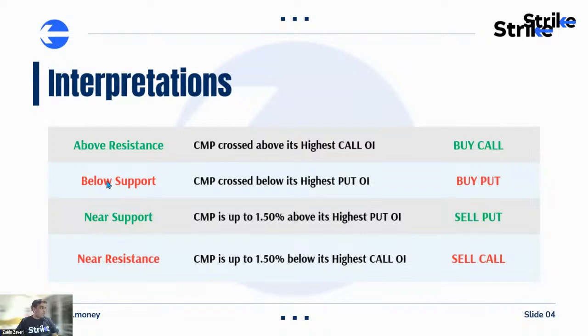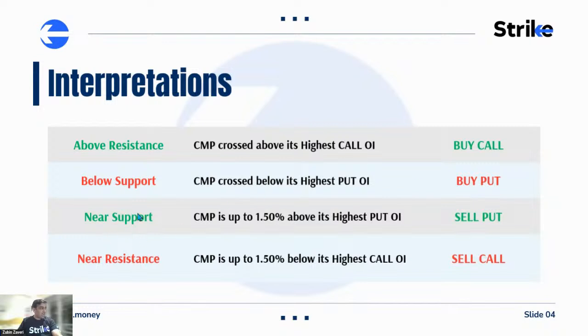When prices have gone below support level, what that means is prices have crossed below its highest put OI. All right. So above resistance means CMP has crossed above its highest call OI. Below support means prices have gone below highest put OI. So in that case, we shall buy a put.